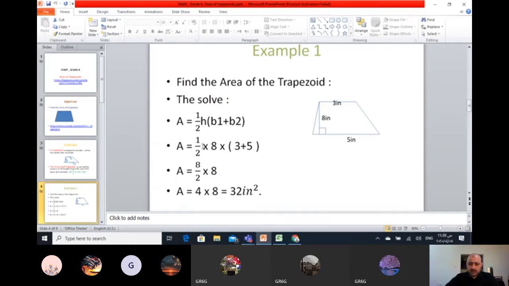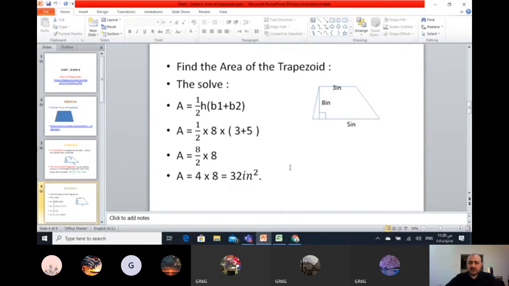Now we have these operations here. I can start from the first two numbers here. 8 multiplied by 1 over 2. 8 multiplied by 1 will be 8. So I can write 8 over 2. And here between parentheses we have 3 plus 5. 3 plus 5 will be what? Will be 8. Then here we have 8 divided by 2 multiplied by 8. 8 divided by 2 will be 4 multiplied by 8. Now 4 multiplied by 8 will be what? Will be 32. And the unit, inch squared.